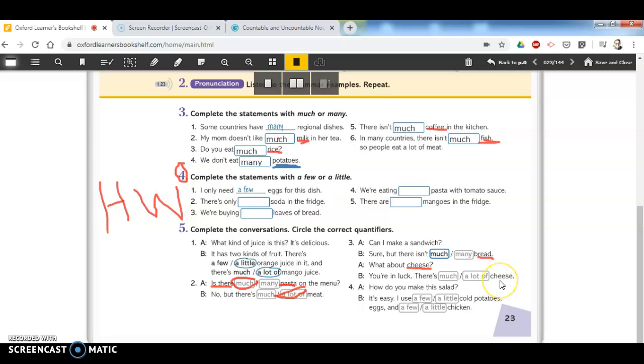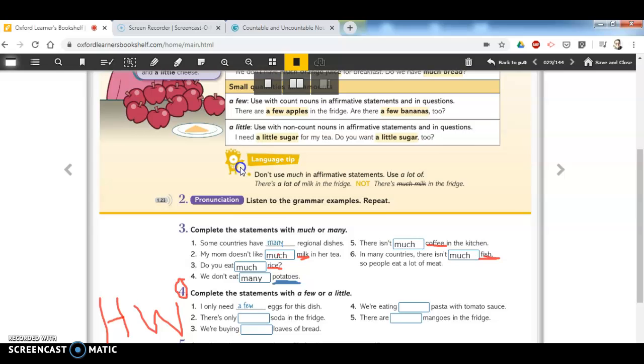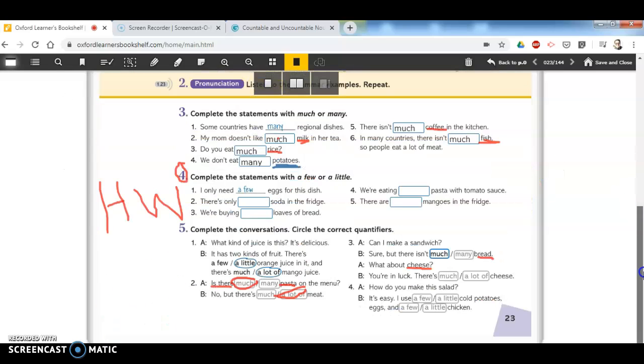In this case, I want to say hay mucho queso, but we know we're not going to use much in affirmative sentences. How do I know that? Okay, remember the language tip from last class. There's a lot of cheese. A lot of is easy because you can use it just about anytime you want.